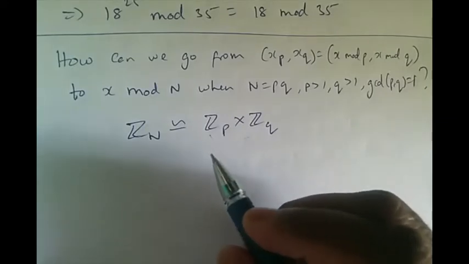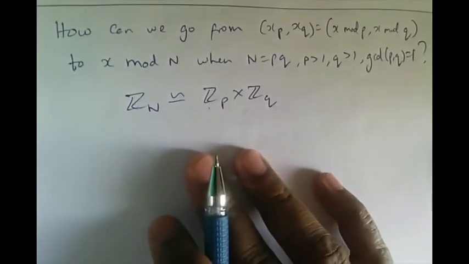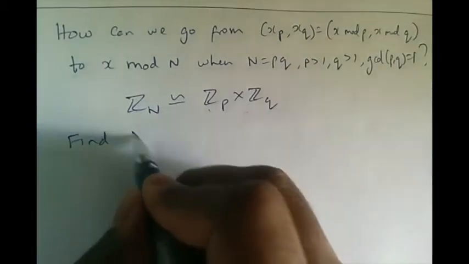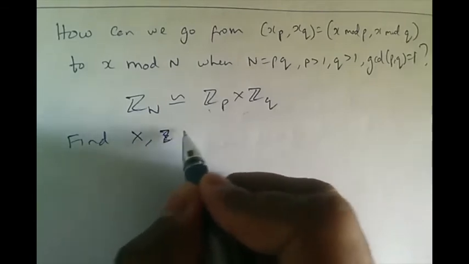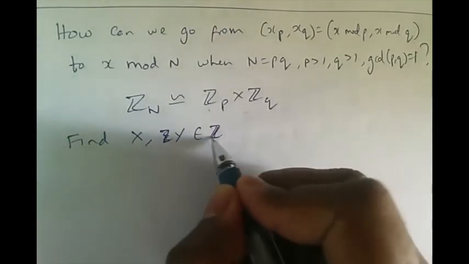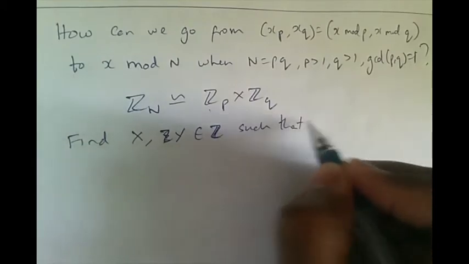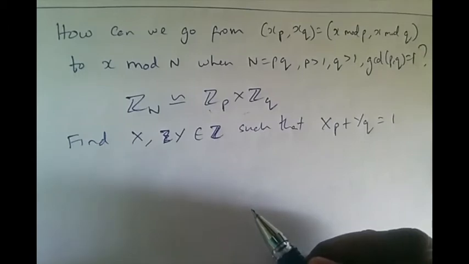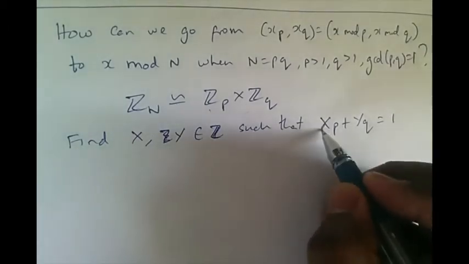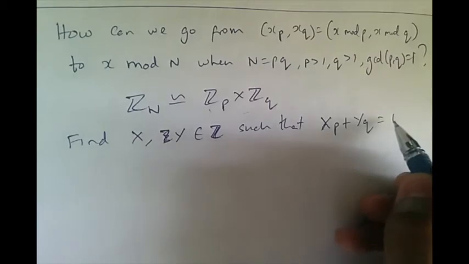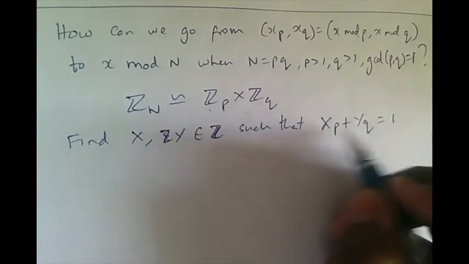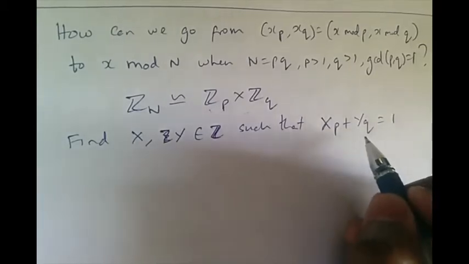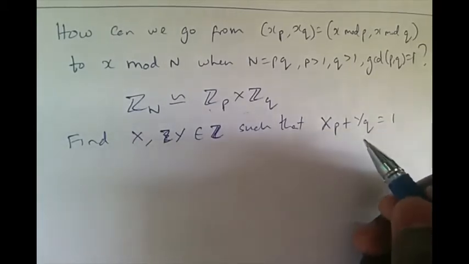So the general strategy is as follows. We know that the GCD of p and q is 1. So find integers x and y such that x times p plus y times q equals 1. By the definition of GCD, there must exist integers x and y such that the GCD can be written as an integer linear combination of p and q. Here the GCD is 1, so we can find such x and y. So the first step is to find such x and y.